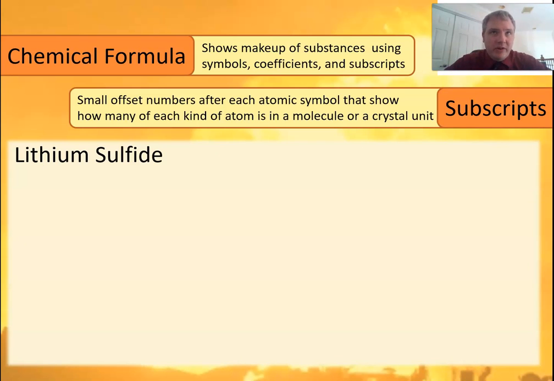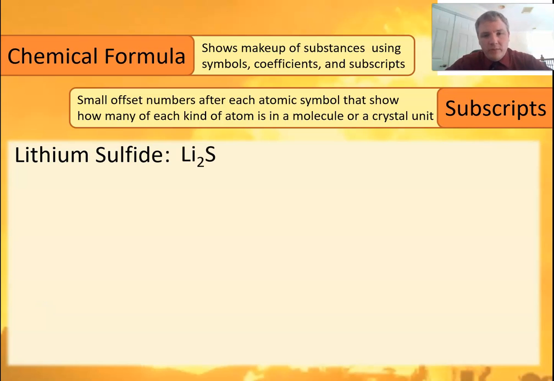That was an example that involved a nicotine molecule. Let's take a look at an example now involving crystalline substances like lithium sulfide. Remember, lithium sulfide is an ionic substance. I have a metal and a nonmetal bonded together. So these metal-nonmetal substances are going to make crystals that repeat their structure in all directions.